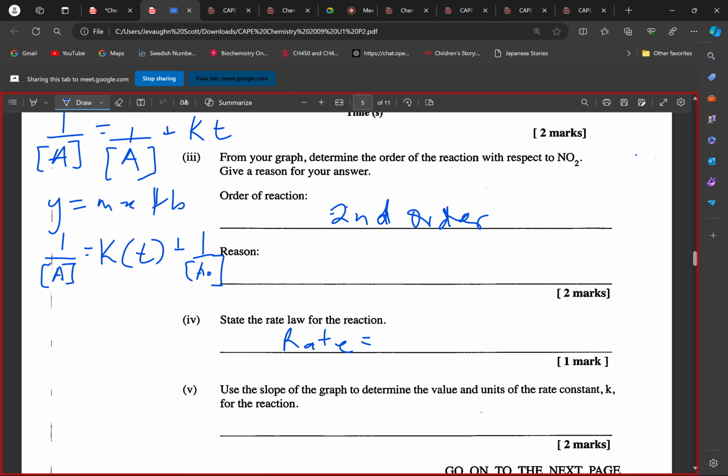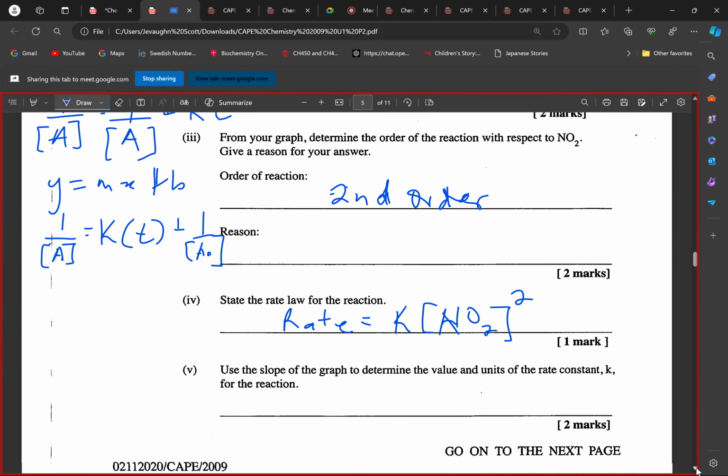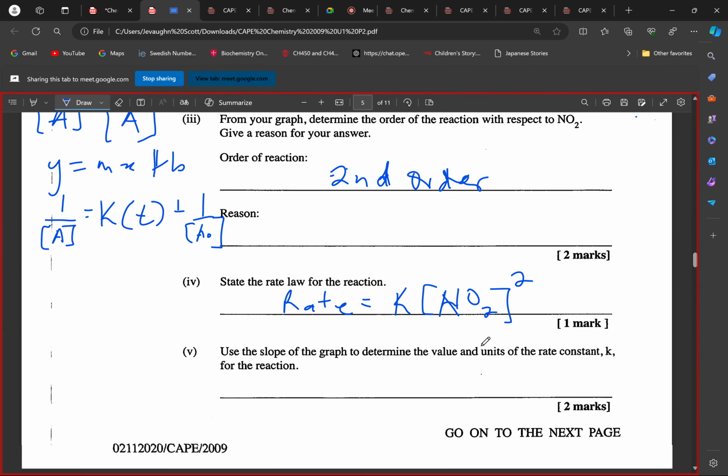All right, so the rate law itself will be the rate constant K times the concentration of nitrogen dioxide. Why does that look like hydrogen? It's nitrogen dioxide, squared, by second order. All right. Use the slope of the graph to determine the value and units of the rate constant K for the reaction.